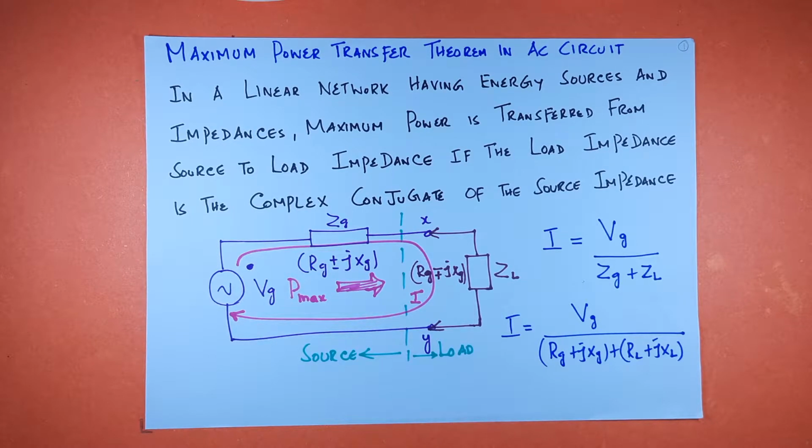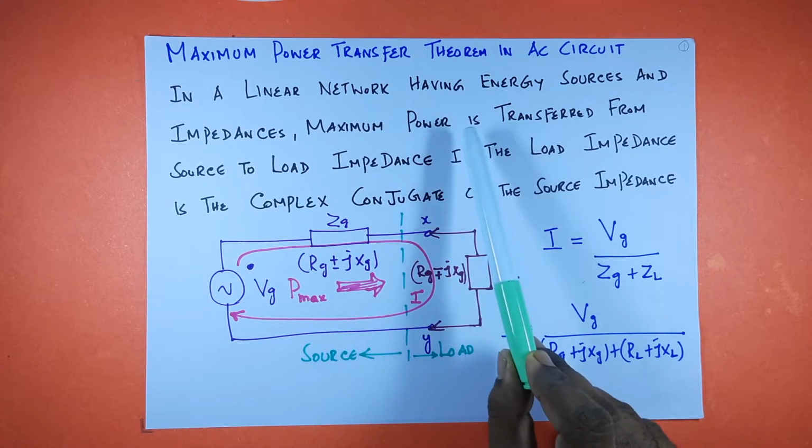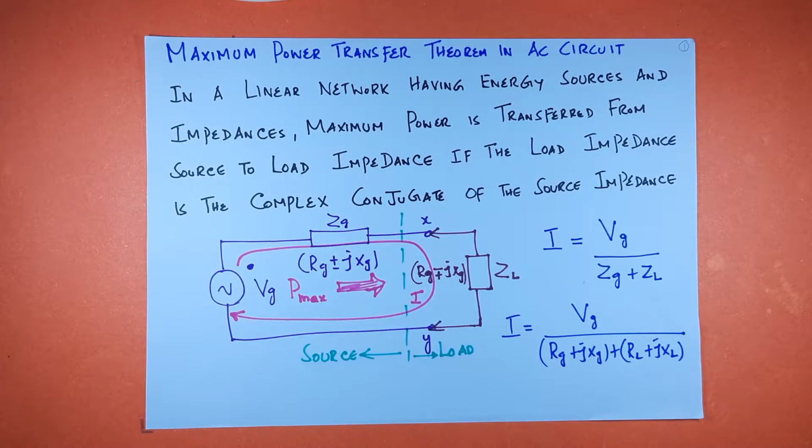The next theorem with respect to AC circuit is the maximum power transfer theorem. The statement for this theorem, with respect to AC circuit, is: in a linear network having energy sources and impedances, maximum power is transferred from source to load if the load impedance is the complex conjugate of the source impedance.